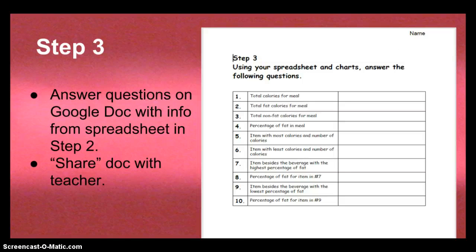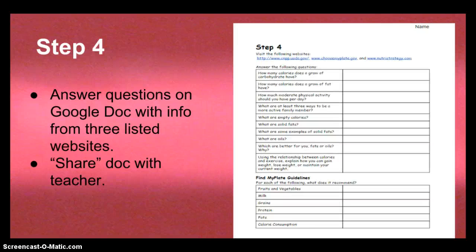In this step, they are to complete the step 3 document by answering questions about their spreadsheet created in step 2. Step 4 requires the students to visit the 3 websites listed at the top of this document. These websites are the USDA website, ChooseMyPlate.gov website, and Nutritional Strategies website. At these websites, the students need to complete the nutritional value questions seen here in this document.